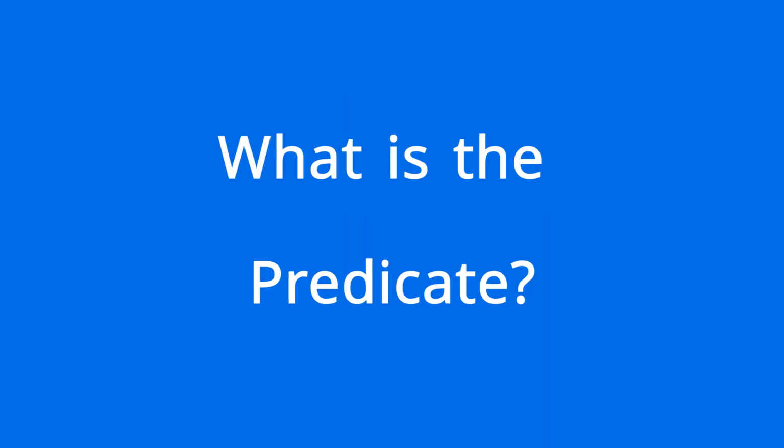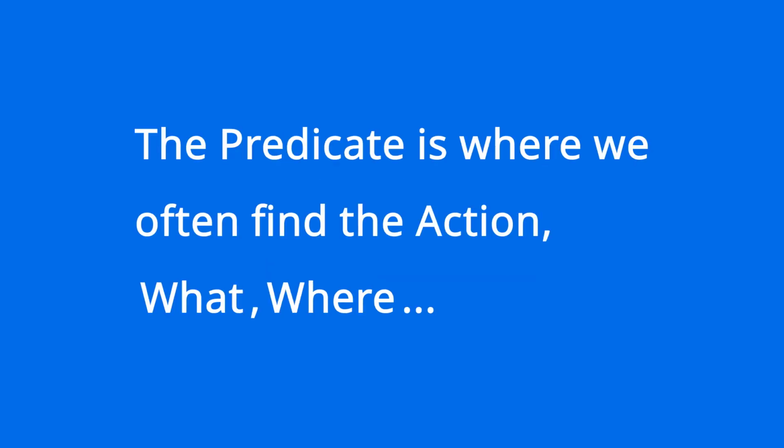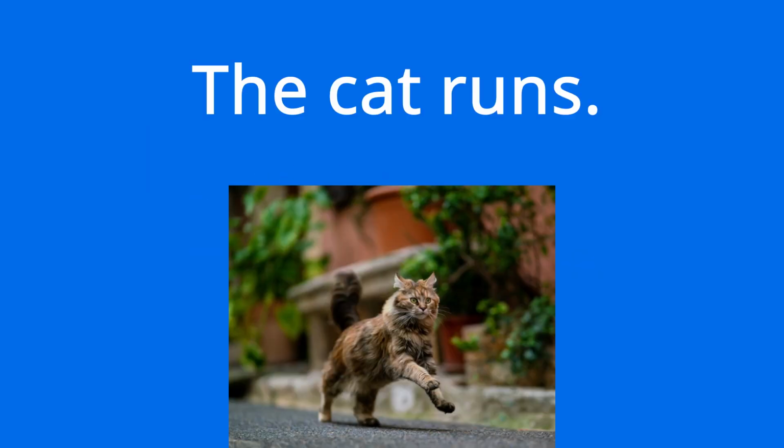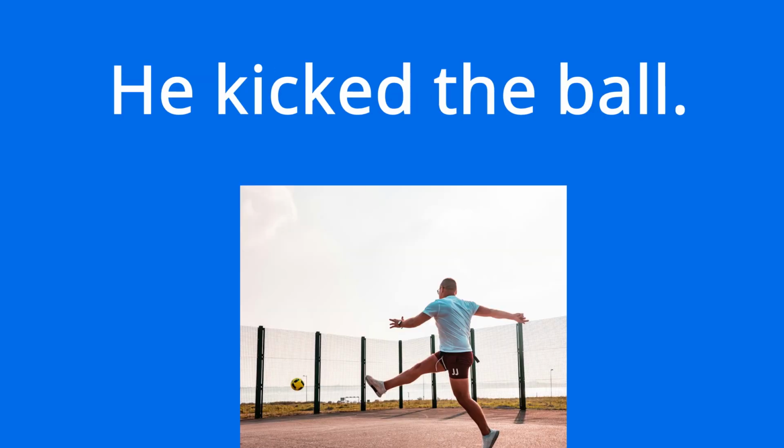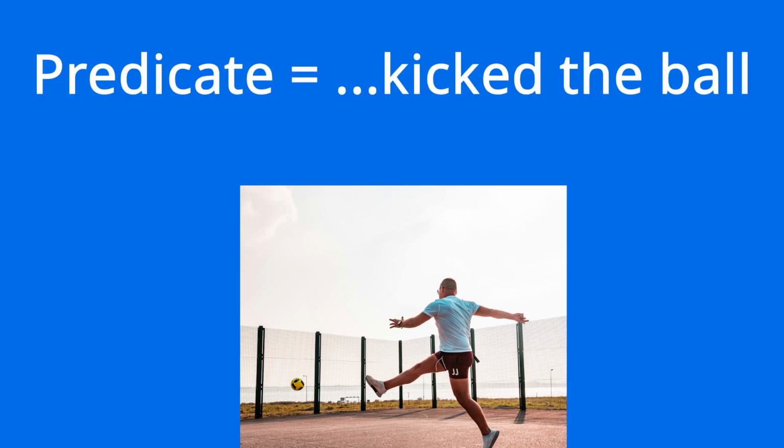The second part of a sentence is the predicate. The predicate tells us the action and the rest of the information about the sentence. This is where we often find the action, what, where, and also can include descriptions. The cat runs. The predicate equals runs. He kicked the ball. The predicate equals kicked the ball.